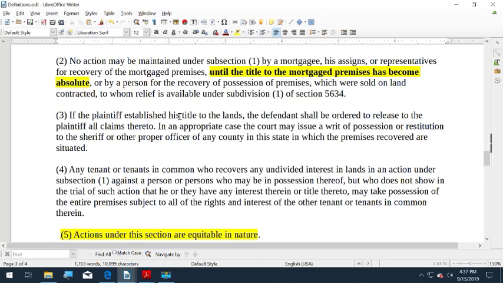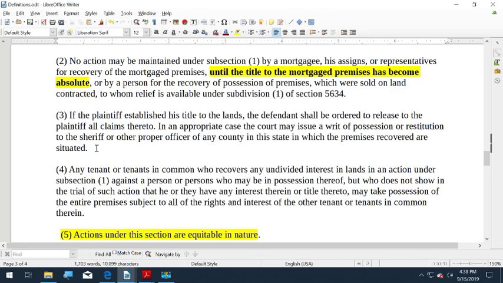If the plaintiff established his title to the lands, the defendant shall be ordered to release to the plaintiff all claims thereto. In an appropriate case, the court may issue a writ of possession or restitution to the sheriff or other proper officer of any county in which state the premise recovered are situated. So, for instance, you don't need to be in foreclosure to do this, but let's say that you are in foreclosure. Well, then it would be time to do it because you're running out of time.